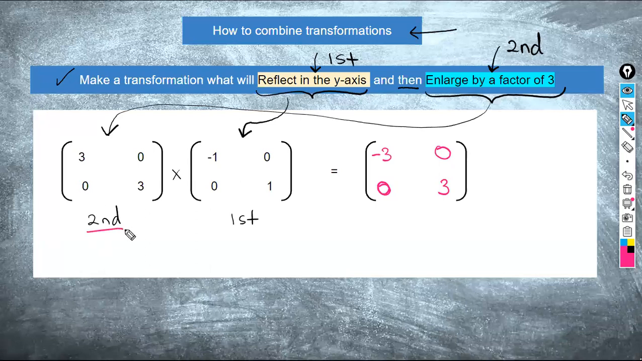When you multiply, like I said, if you're a little confused on how to multiply matrices, you can always resolve this after class. Let's keep it simple. When you multiply these two matrices, you get this answer. If you take that matrix and multiply it by all the points on the shape, you will notice that the point gets reflected in the y-axis and then enlarged by a factor of 3.